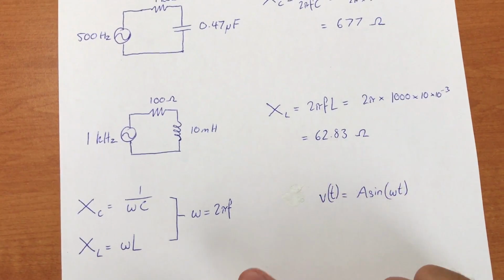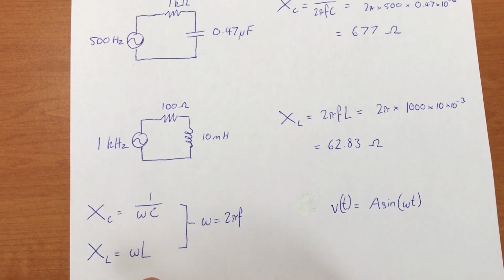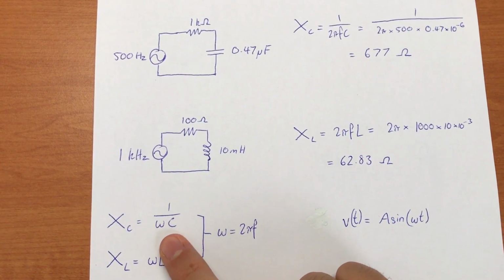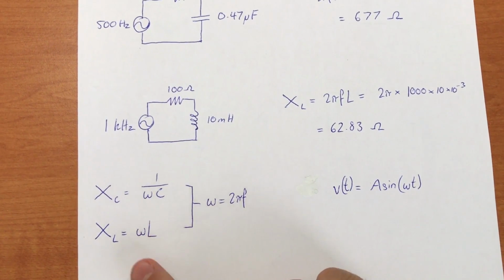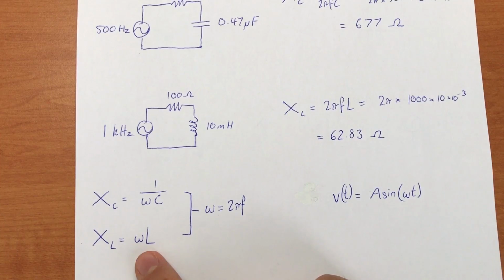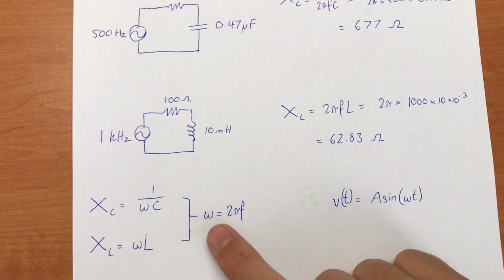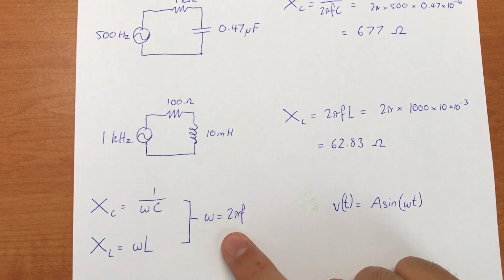Now, reactance can also be expressed in this form with omega. So 1 over omega C for the reactance of a capacitor, and omega L for the reactance of an inductor. This is because omega is defined as 2 pi F.